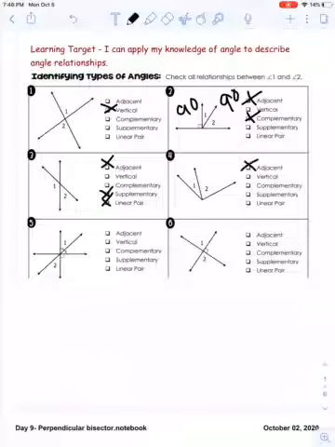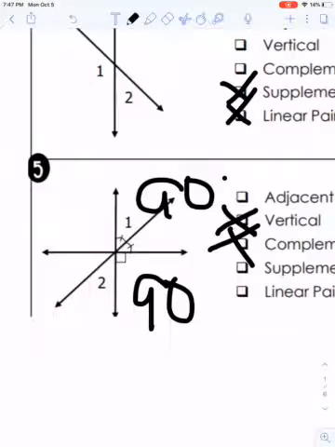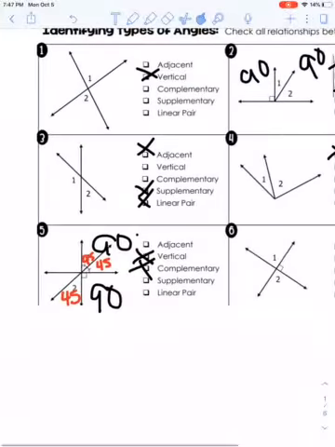Four, they're adjacent, they're next to each other. Five is a little more challenging. It is vertical and complementary. Okay, so let's go over this. This is 90, this is 90. We know that this symbol right here means congruent, so they both have to be the same angle degree. So that means this has to be 45, 45, and this is 45. So angle 1 and angle 2, when you add them together, you get 90. Okay, so that one was a little more challenging, but if you got vertical angles, I was happy.